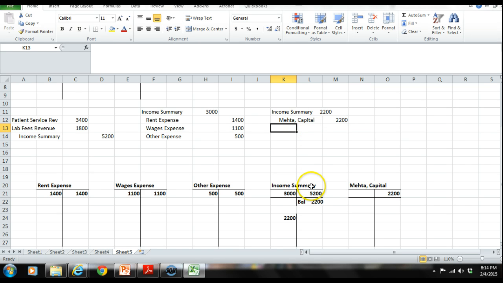Do you see then that zeroes out our income summary account, which is also a temporary account. We're just using it to clean up the books. To finish the period. Yes, Celeste.